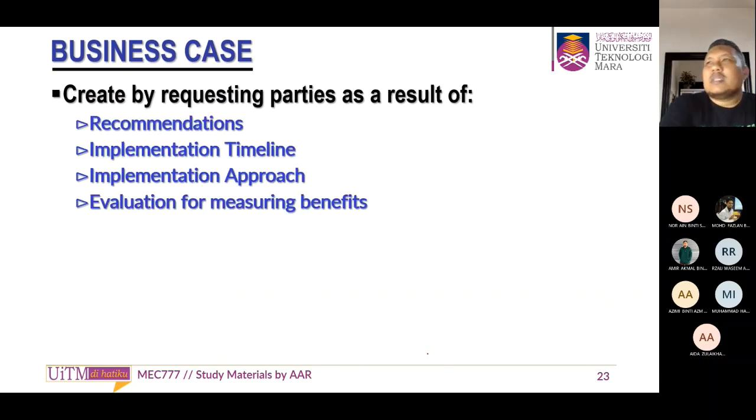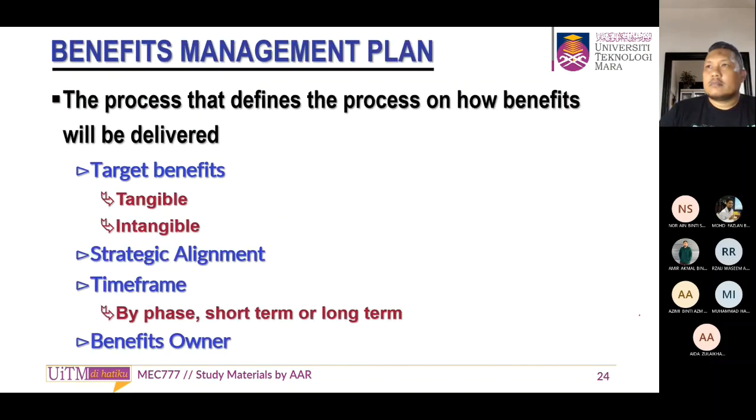Okay, the business case created by the requesting parties as a result of recommendations, implementation timeline. We have a timeline, implementation approach. So the process that defines how benefits will be delivered. The benefits, the target benefits that we have.